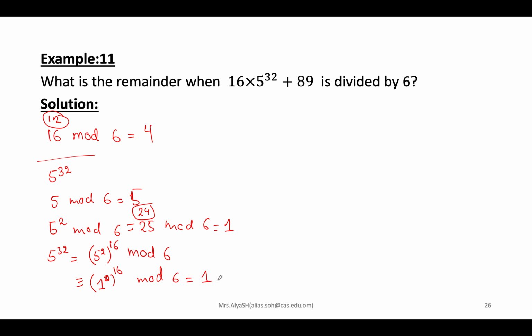Now here we have 89 mod 6. The nearest multiple is 84, so we got the remainder as 5.